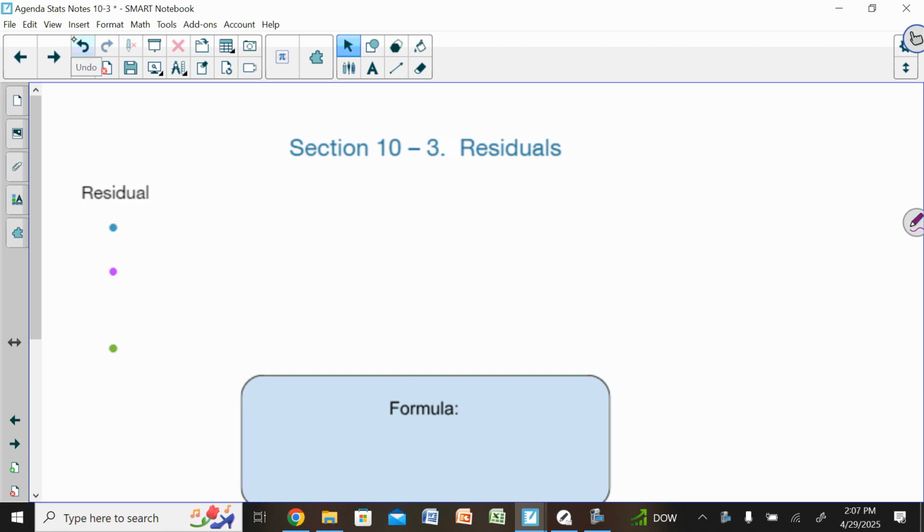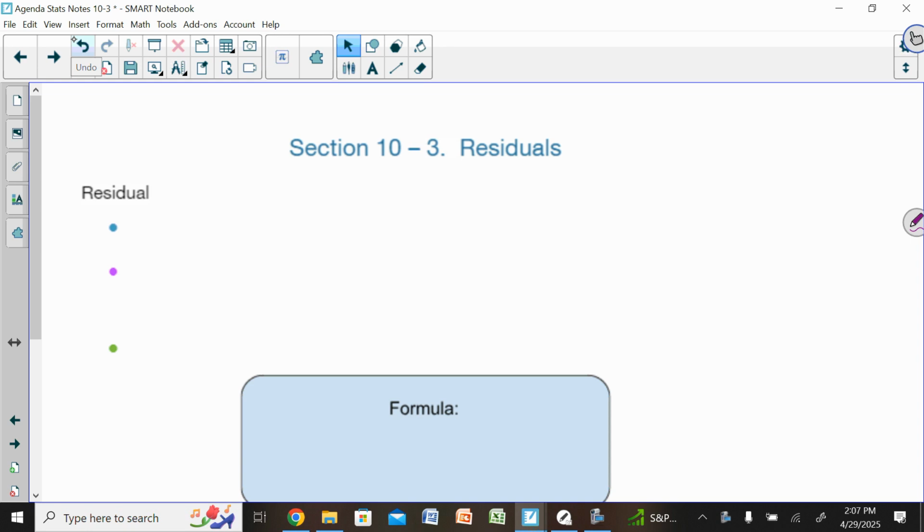There is more, but this is where we're going to stop talking about residuals. So section 10.3 is all about residuals. In section 10.2, we wrote our regression line, y prime equals a plus bx. Now we're comparing what the predicted value is and what the actual value is, using our sample data and our regression line.